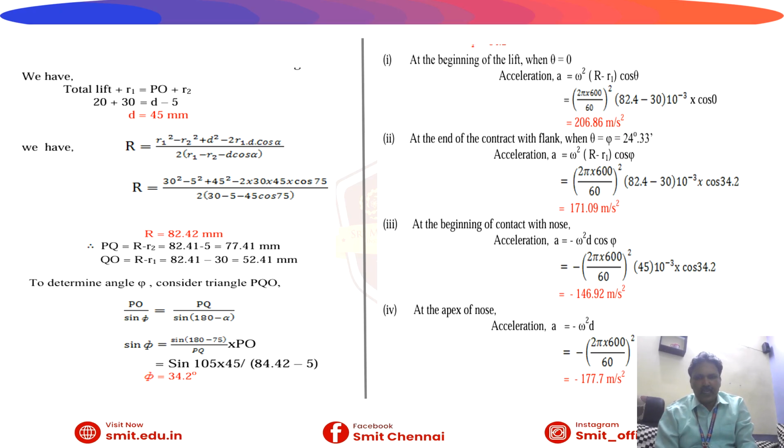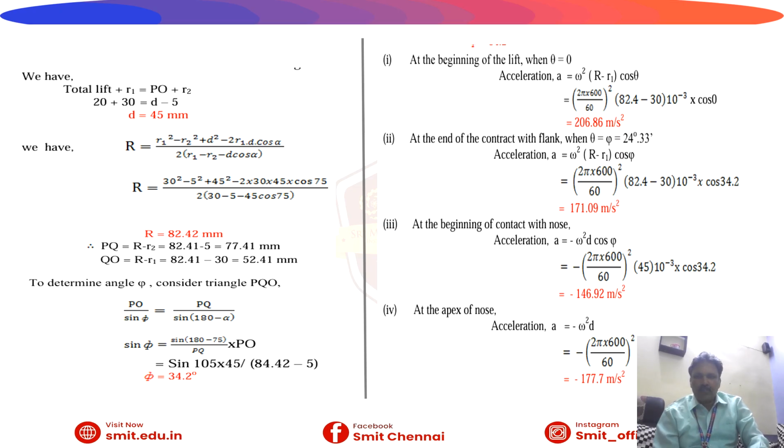Then again consider the triangle PQO. In this, PO by sine phi is equal to PQ by sine (180 minus alpha). Finally, we get phi equal to 34.2 degree. At the beginning of the lift, as I already told, theta will be 0 only, because there is no lifting position. We use the formula a equal to omega square (r minus r1) cos theta. By substituting those values, we get 206.86 meter per second square.